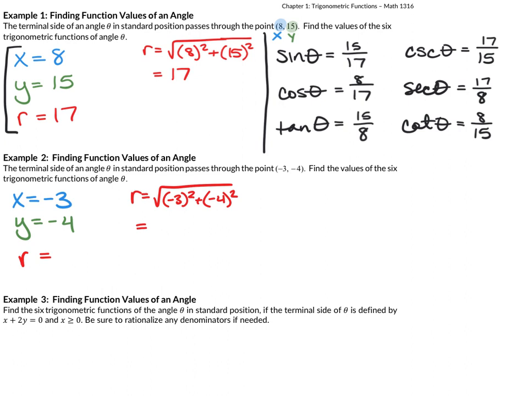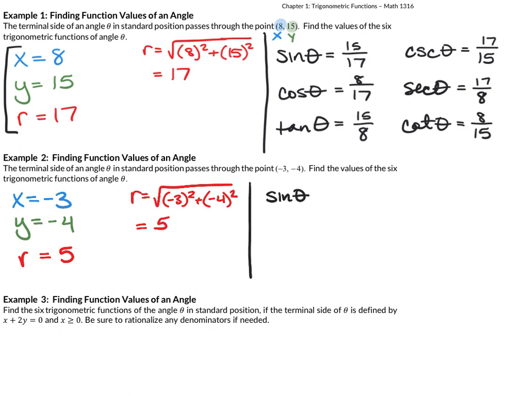So when you set this one up, you are again given x and y, (-3, -4). Make sure when you find the radius you're using parentheses appropriately if you're using a big yellow graphing calculator so that you don't accidentally square a negative number incorrectly. You should get 5 for this one, which means that we can then set up all 6 trig functions.